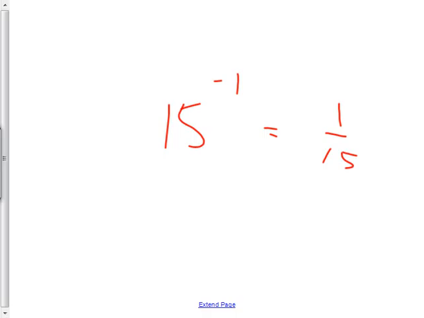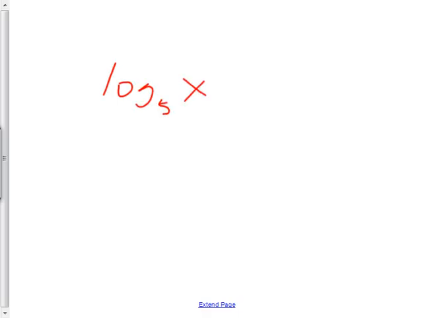Okay? All right. So moving on, let's try this one. Log base 5 of x plus log base 5 of x minus 24 equals 2.